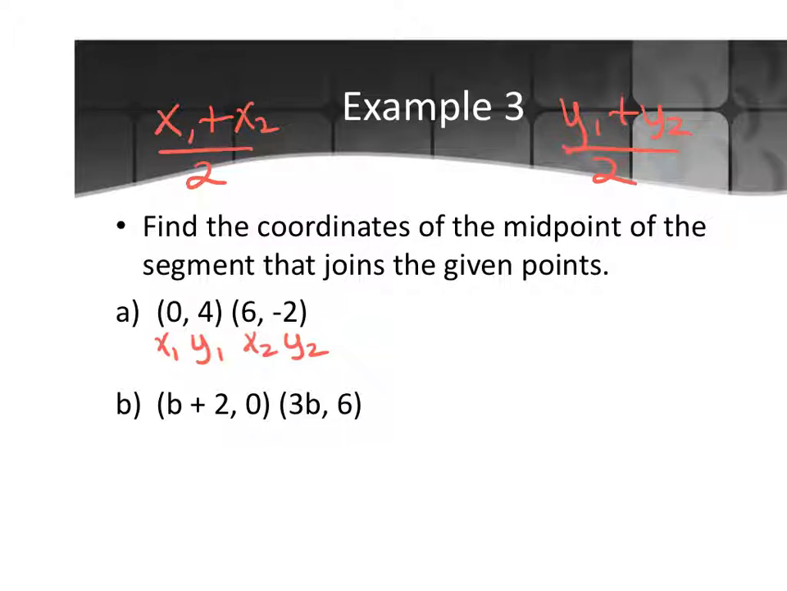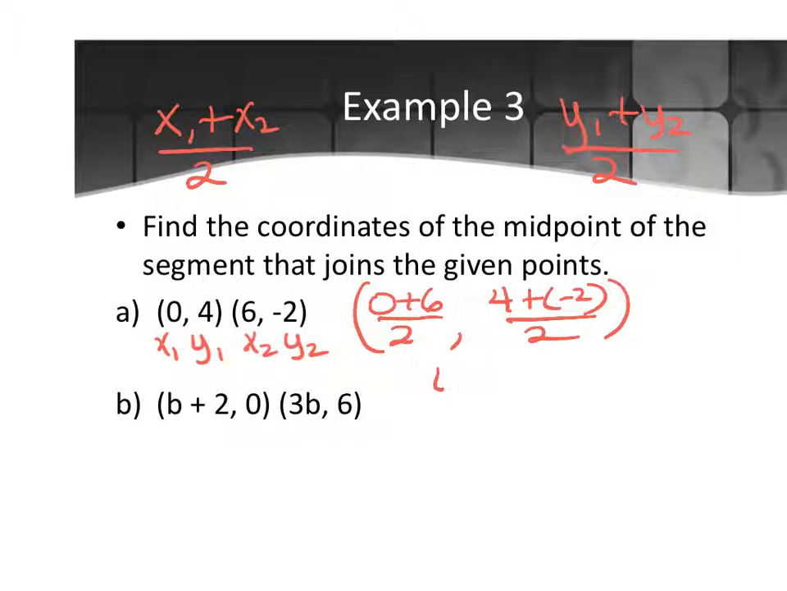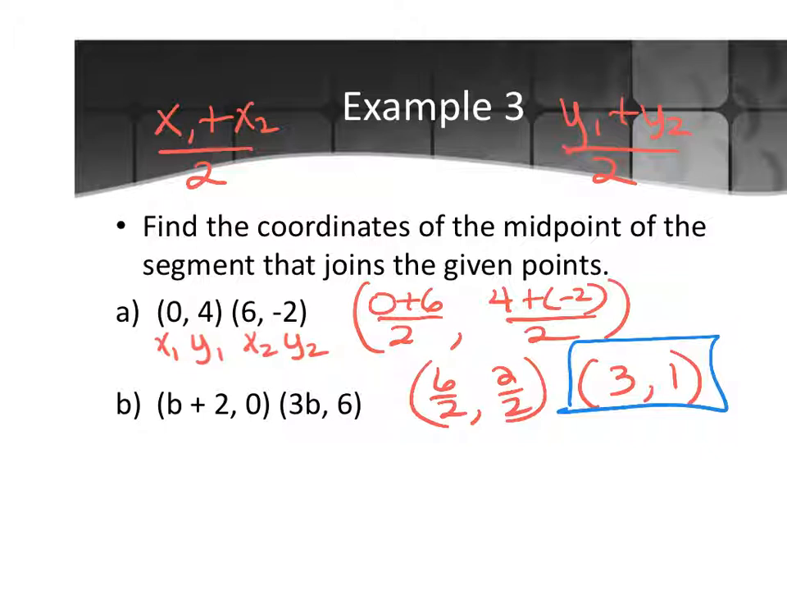All right, so let's plug them in. So 0 plus 6 divided by 2, just 3, and then 4 plus negative 2 divided by 2. So this will give me 6 over 2, and this will give me 2 over 2. And then I get 6 divided by 2 is 3, and 2 divided by 2 is 1. So this will be the coordinate for my midpoint.